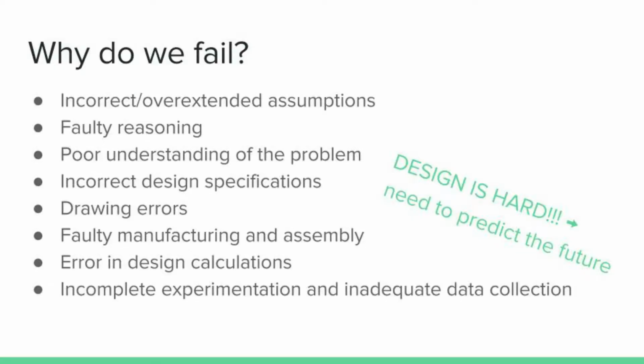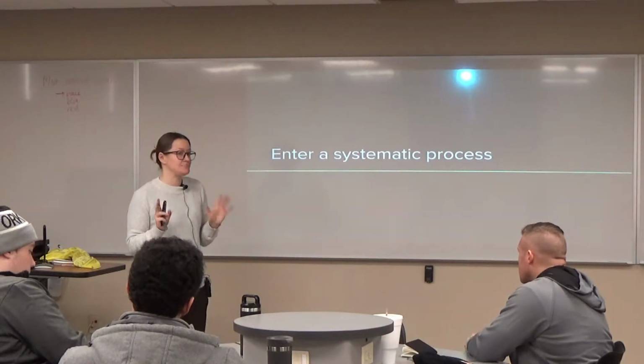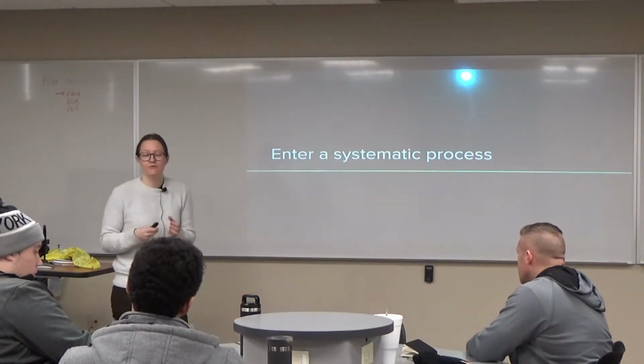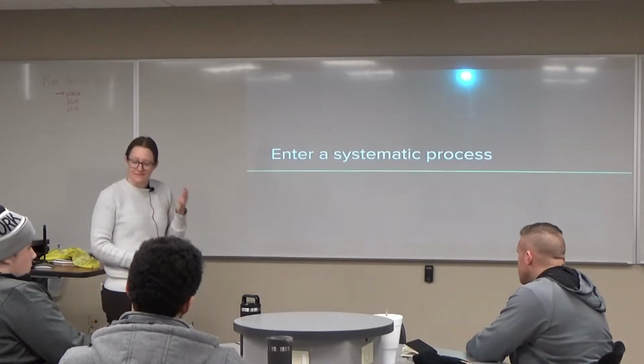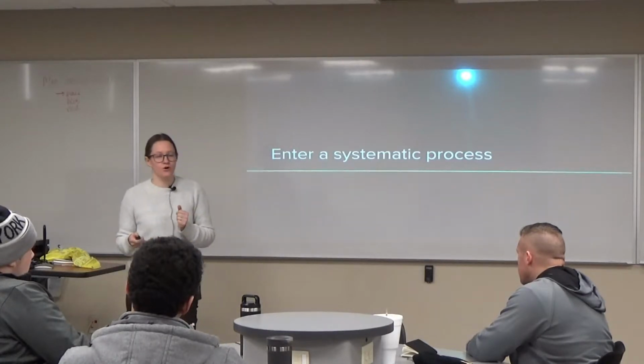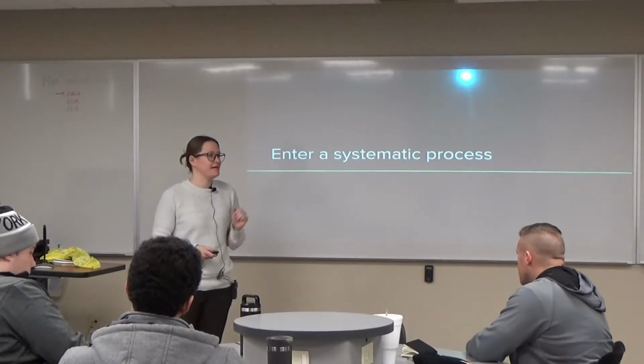So here's a bunch of different reasons why engineers fail. And so design actually is hard, okay? We are trying to predict what's gonna happen, predict the future, okay? That's a hard thing to do. So, enter a systematic process to hopefully eliminate and help us fail less and fail less spectacularly. Okay, and hopefully we'll fail during the design process so that at the end we have something that should not fail. That's the whole goal of the design process, is to solve a problem, do it well, and not fail at the end.